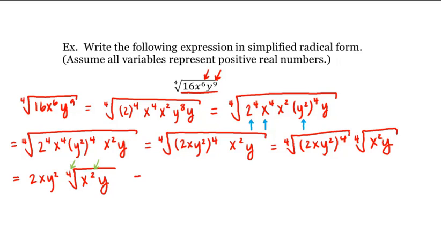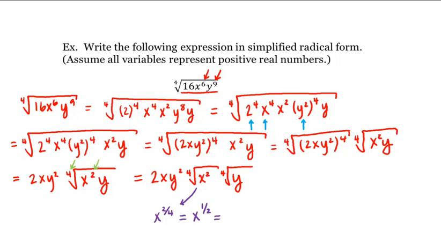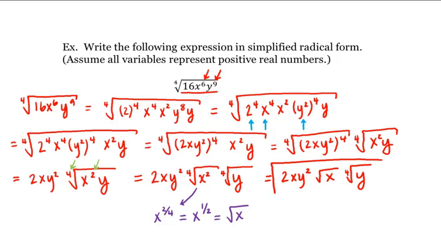So let's first split this up as 2xy squared, and then the fourth root of x squared, and then the fourth root of y. Now let's convert this term here to rational exponent form. In other words, this is x to the 2/4 power, which is x to the 1/2 power, or square root of x. Therefore, this is equal to 2xy squared times the square root of x times the fourth root of y, which would be in simplified radical form.